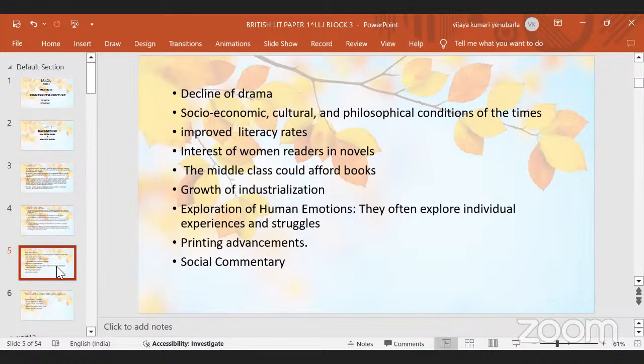So authors prefer to write novels. That too, which is free from traditional, orthodox, classical sets of rules.